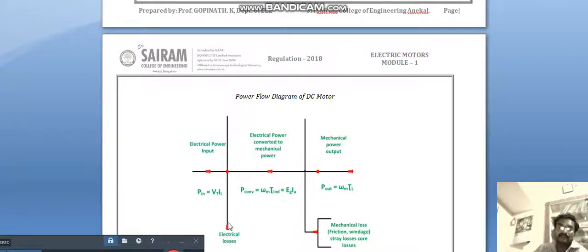In core loss, there are two losses: one is eddy current loss, another is hysteresis loss. That also comes under the power flow diagram. After that come the friction and windage losses. In the friction loss, bearings will be present in the motor or generator, and the rotor will be present on the shaft, so when it rotates, friction losses will be present.